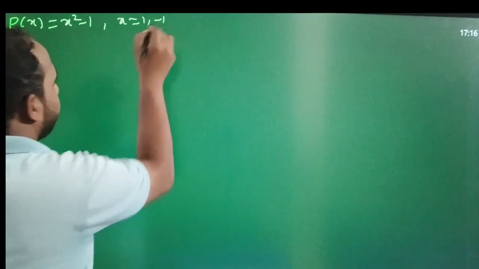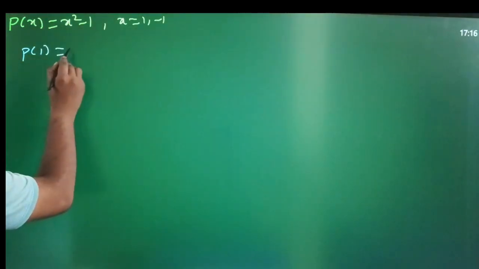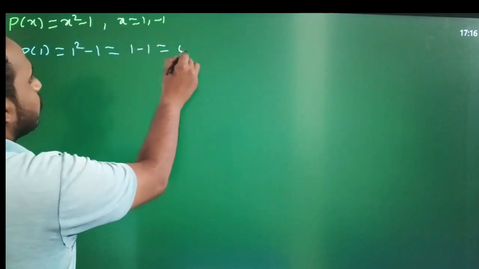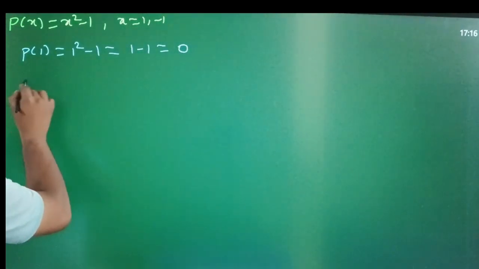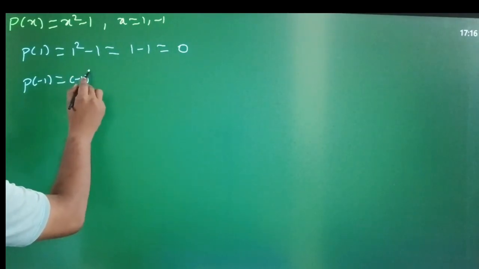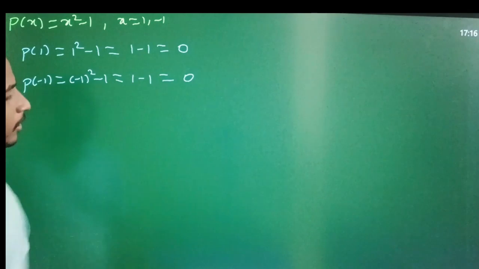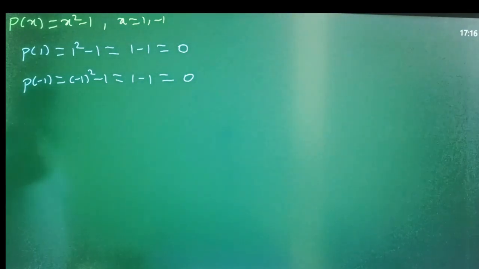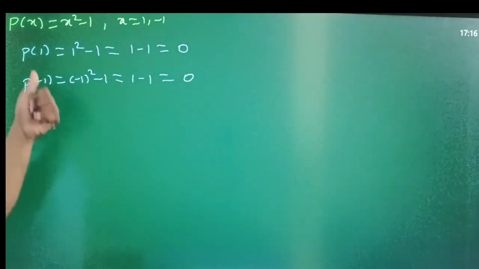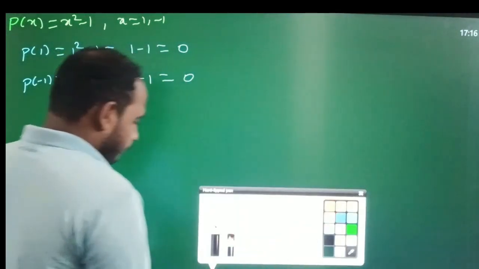Next, third one. P of x equals to x square minus 1, x equals to 1, minus 1. Replacing x by 1 we will get 1 square minus 1. Here 1 square value is 1. 1 minus 1 equals to 0. Now we replace x by minus 1, minus 1 square minus 1. Minus 1 square value is 1. 1 minus 1 is 0. Therefore, both 1 and minus 1 are zeros of the polynomial p of x equals to x square minus 1.